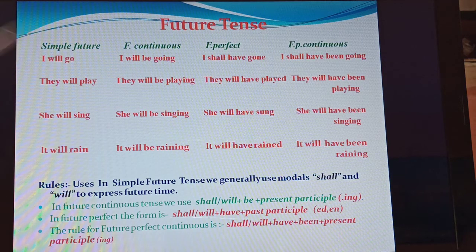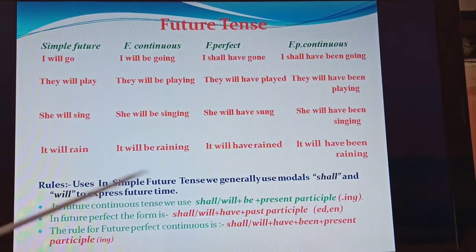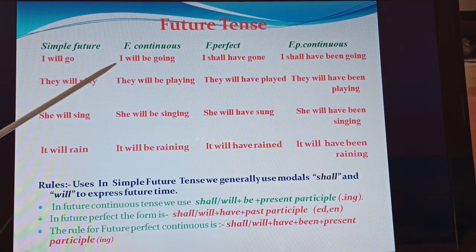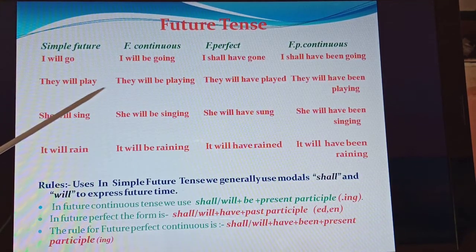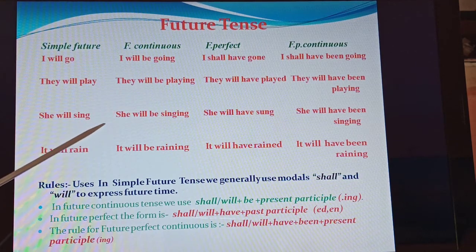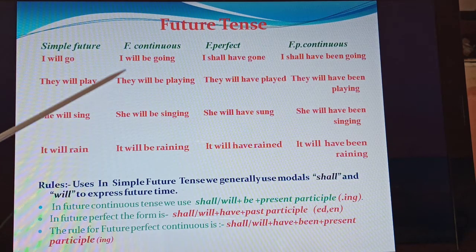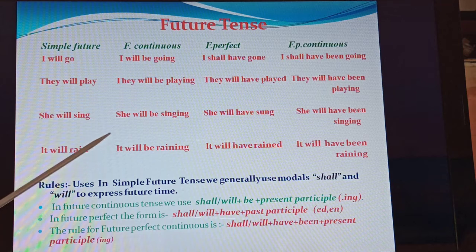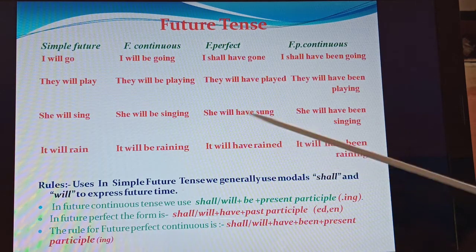Now future continuous. Future continuous, here I have it written, you see, either shall or will plus be, plus the ing form of the verb. It will become future continuous. I will be going, they will be playing, she will be singing, it will be raining. This is called your future continuous. Will or shall plus be plus ing form of the verb.